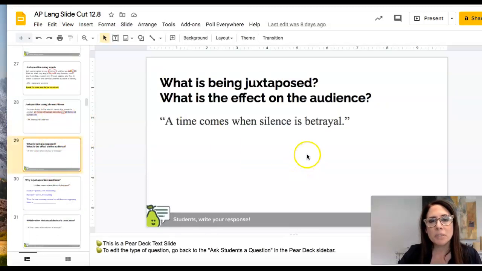Here we have a juxtaposition with just the word is, okay? So you can choose to say that this is juxtaposition. There are two different things here being compared. There's silence and there's betrayal. However, this is also a metaphor. Is, between two words, is a signal word that there's a metaphor.